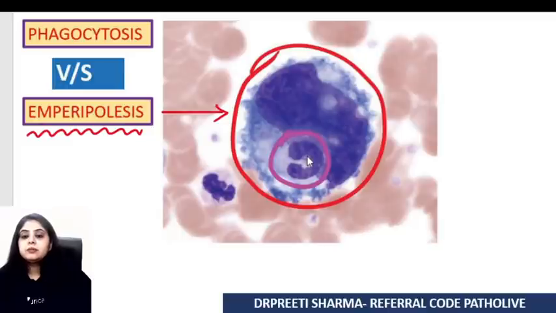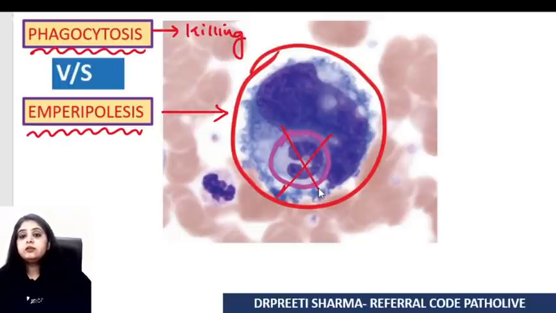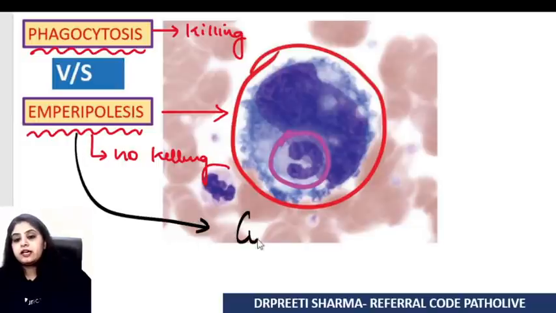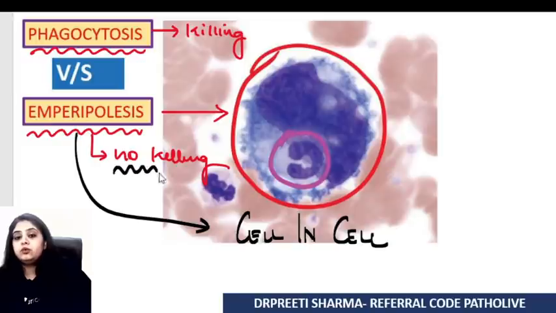So this picture that you see out here is a picture of emperipolesis, where a big cell has eaten a small cell. But then you will say that is exactly what happens in phagocytosis also. One cell eats up another cell, but if this would have been phagocytosis, this cell would have been killed also. But in emperipolesis, there is no killing. It's just cell within cell. Will this cell be eaten up? Yes, but will it be killed? No. So please remember, emperipolesis just stands for cell within cell appearance. But remember, no one's going to get killed, and that is emperipolesis.